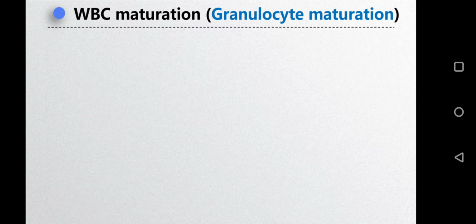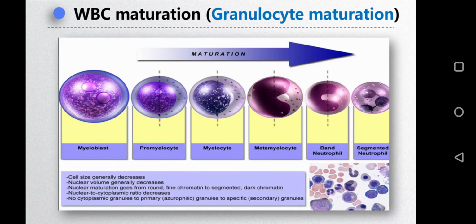Now let's look at the WBC maturation. As the cell matures, the cell size generally decreases and nuclear volume decreases. Nuclear maturation goes from round fine chromatin to segmented dark chromatin. The nuclear to cytoplasmic ratio decreases. Cytoplasmic granules go from none, to primary granules, to specific granules.